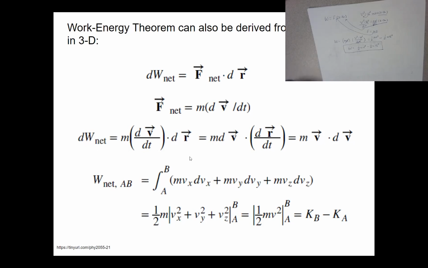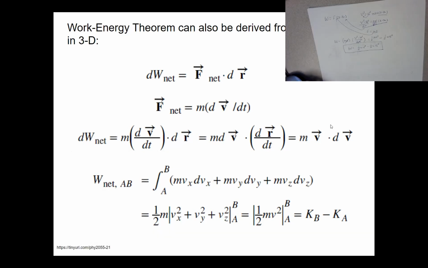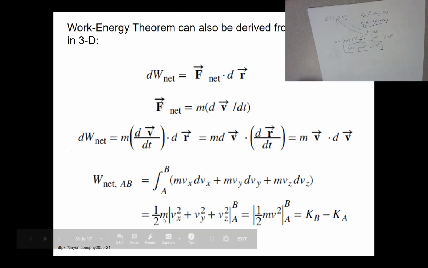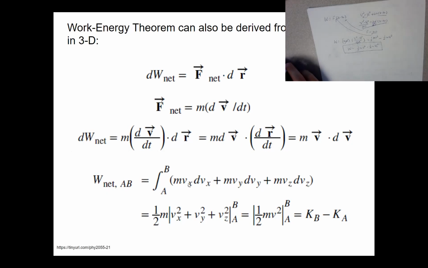So you can set this equal to that, and then you can do integration. Integration of the left hand side will give you the net work from point A to B, and integration of the right hand side will give you the change in the kinetic energy, initial and final. So in this form, if you are doing m vx dvx, then this gives you 1/2 mvx squared, okay? And on this one, m vy dvy will give you 1/2 mvy squared, right? Similarly for this one, all right?